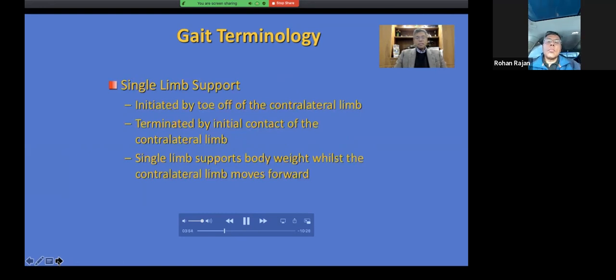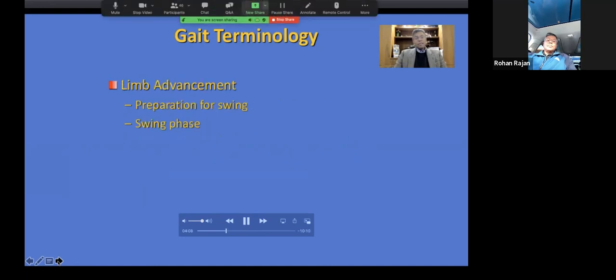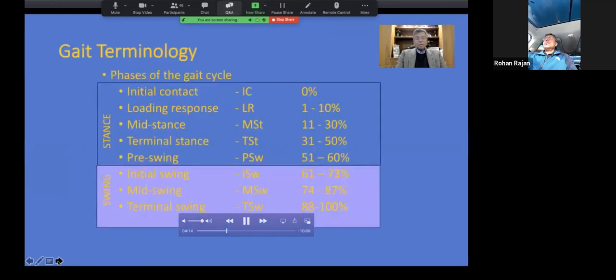Single limb support is initiated by toe-off of the contralateral limb and terminated by initial contact of the contralateral limb. The single limb therefore supports the body weight, whilst the contralateral limb swings forwards. In limb advancement, this is preparation for swing in the swing phase. So here you have the swing and the stance period consisting of initial contact, loading response, mid-stance, terminal stance, pre-swing, initial swing, mid-swing, and terminal swing phases of the gait cycle with their respective percentages of the gait cycle.